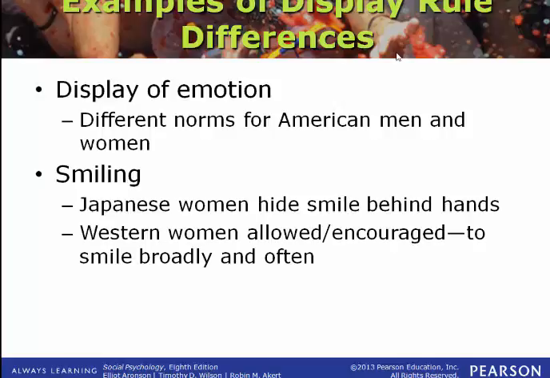Some other examples here when it comes to smiling and display rules. Japanese women hide their smiles behind their hands, right? They tend to try to hide or repress that smile. Whereas in our culture, women are allowed or encouraged to smile often. In fact, in our culture, if someone never smiles, we think there's something wrong with that. We expect people to smile. And perhaps we expect people to smile even if they don't feel like smiling.